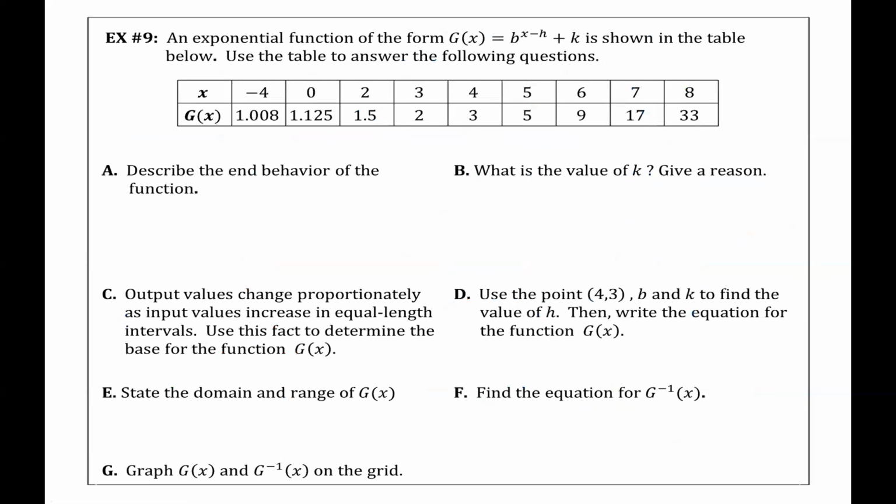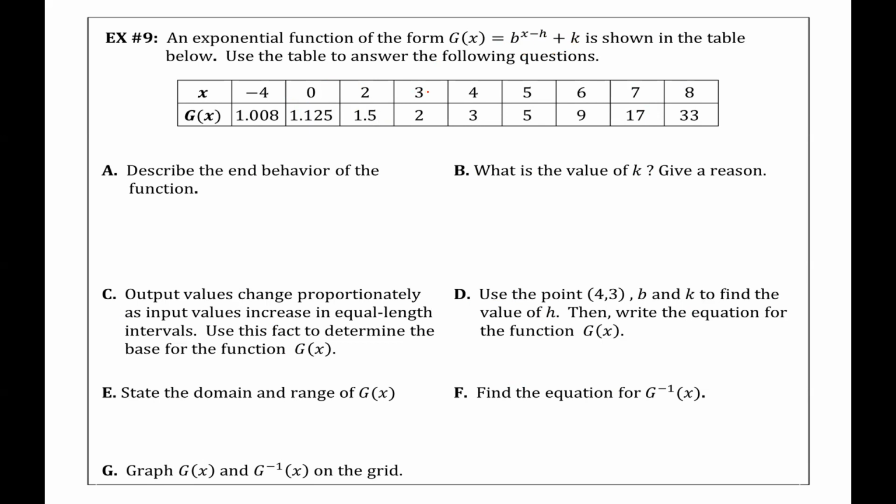All right, as you can see, I was on a mission to get everything in one slide and not have to go to multiple slides. So it's all jam-packed on here. And you should have plenty of room on your paper. All right, so it says an exponential function of the form g of x equals b to the x minus h plus k is shown in the table, okay?